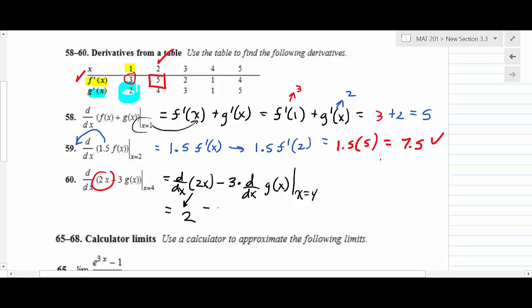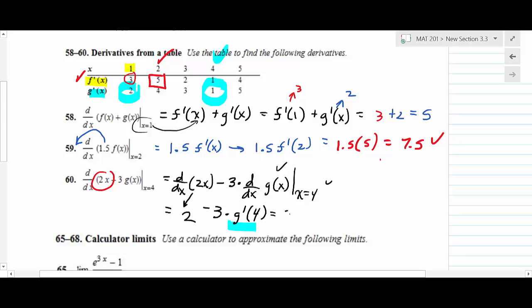Okay, now what you have is 3 times the derivative of g, that's going to be written as g prime, and then you're evaluating that at 4. You take the derivative of 2x, then you can look up in your chart what this thing right here is. So what is g prime of 4? 1, right? You've got the column of 4, the row of g prime.